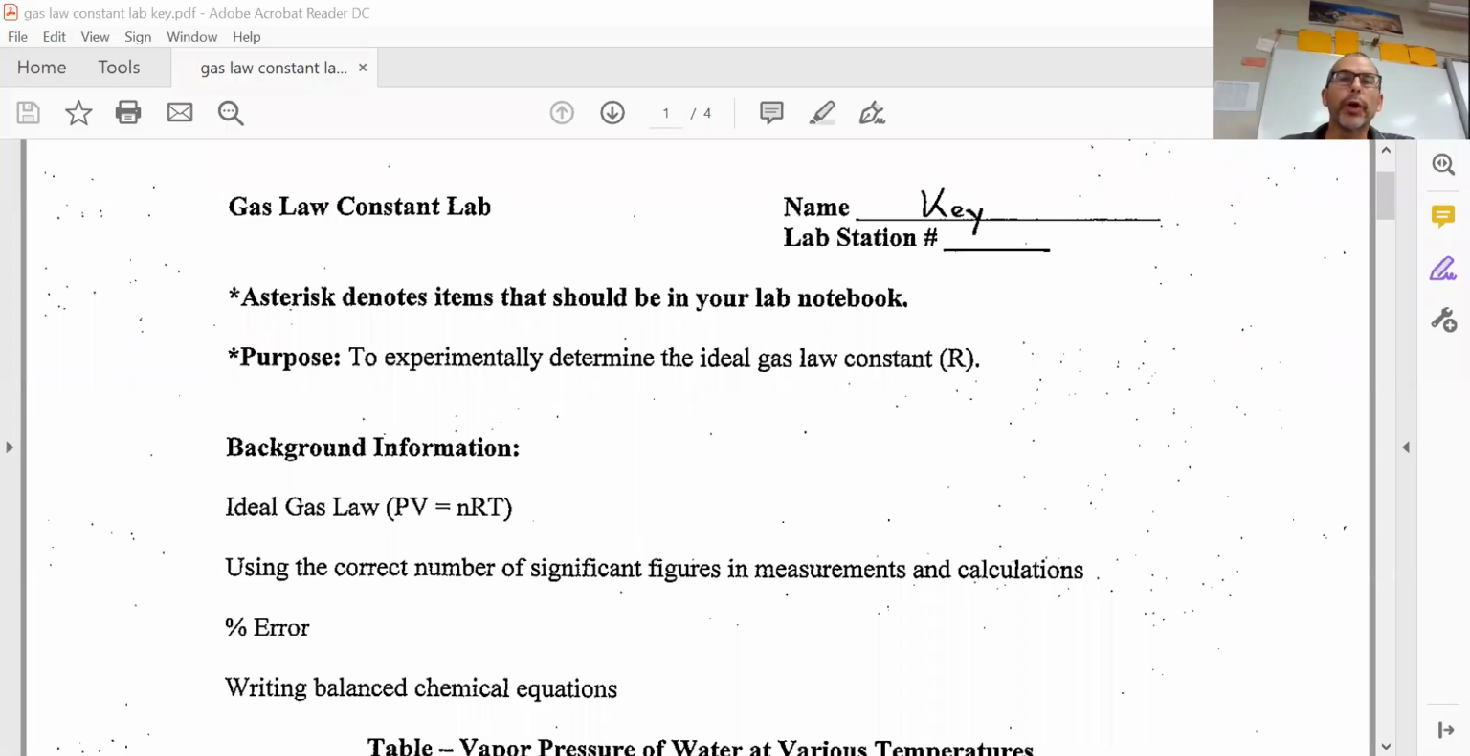In this video, we're going to review the gas law constant lab that we did in honors chemistry. It's a classic lab, and there are a lot of components that will help you on an AP test and on this worksheet with gases. So let's take a look at this.